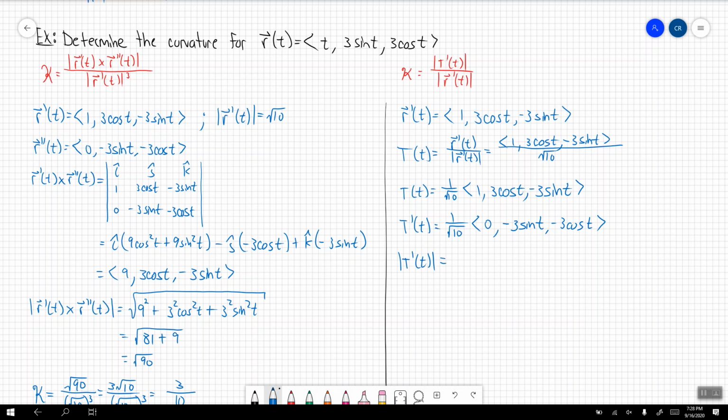So the magnitude of this vector here, well, that's actually going to be nice. I can factor out a 3 as well. And so if I factor out a 3, then I'm going to be left with 3 over root 10 when I'm looking at the magnitude here.